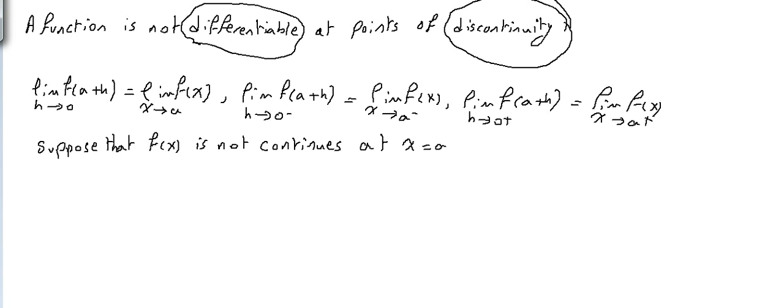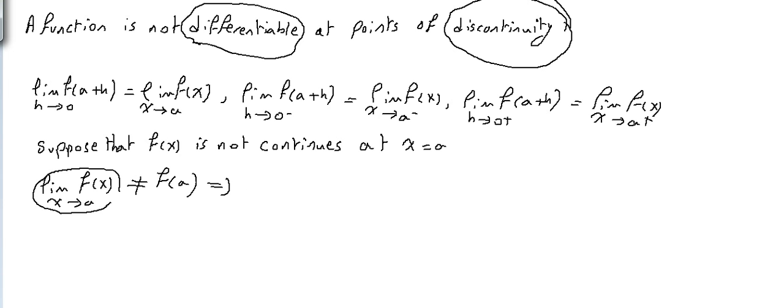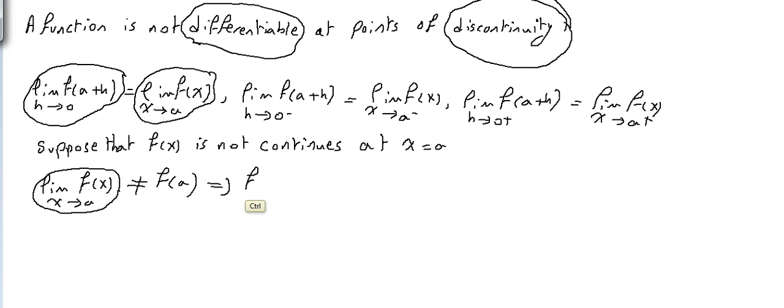Suppose that f of x is not continuous. So the limit of f of x as x tends to a does not equal f of a, because it is not continuous. This means instead of the limit of f of x as x tends to a, we can use the limit of f of a plus h as h tends to 0, which does not equal f of a.